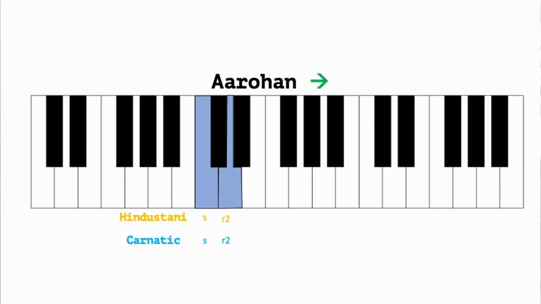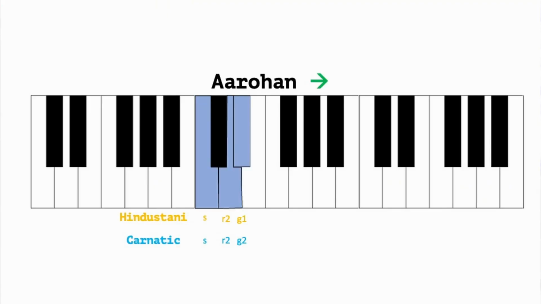So this is how the Aarohan and Avarohan goes. Sa re ga. The ga is swept from the ma. You hit the ma, but you call it a ga, but you slide down to the ga. Sa re ga ga ma ga ma ga. Sa re ga ga ma pa.